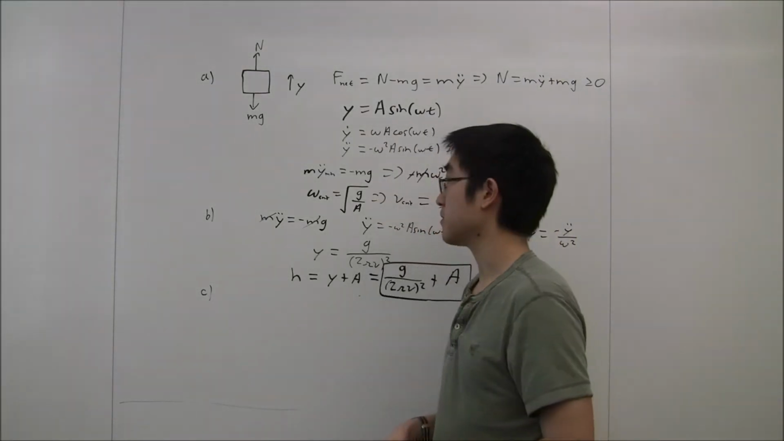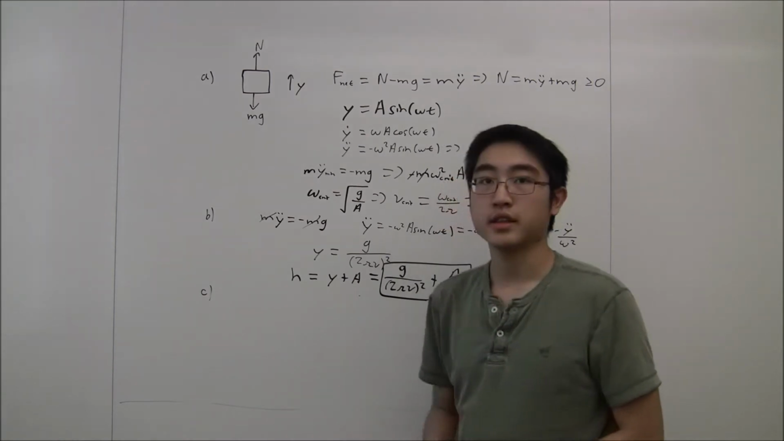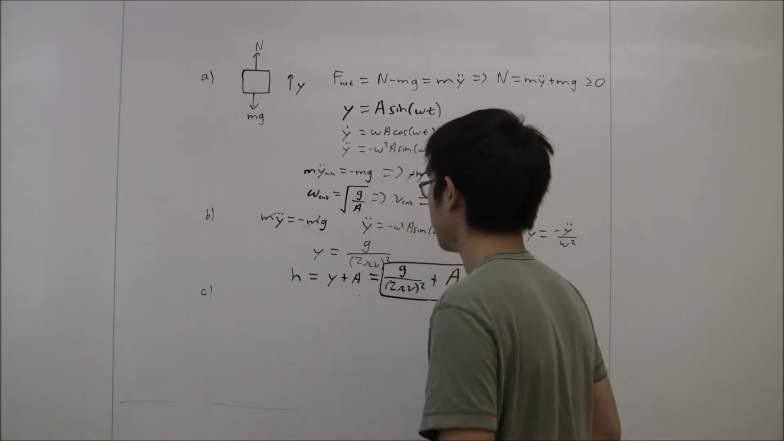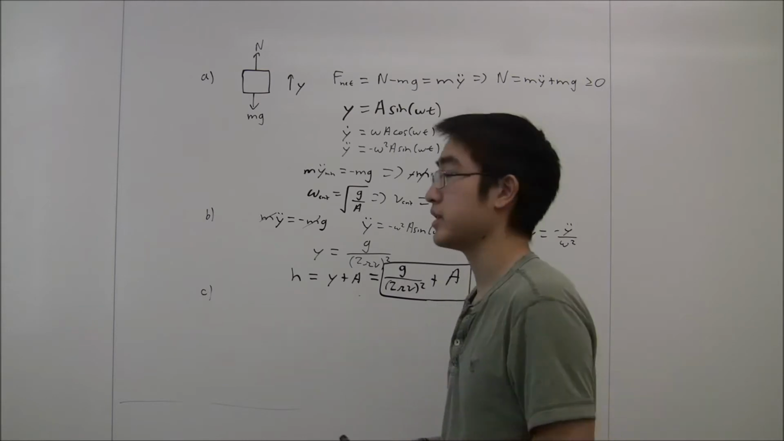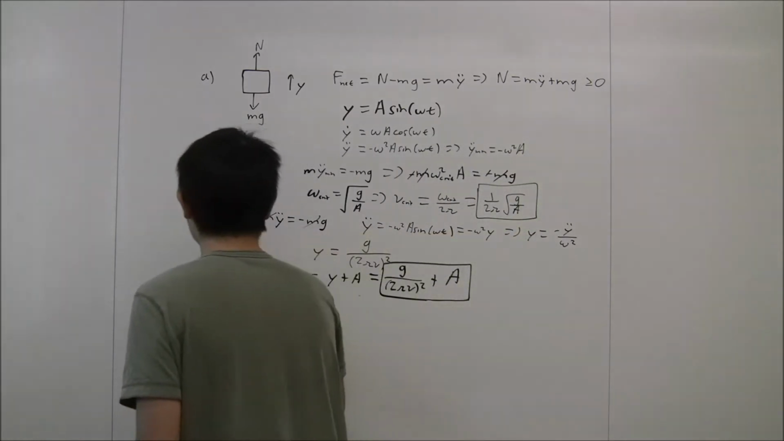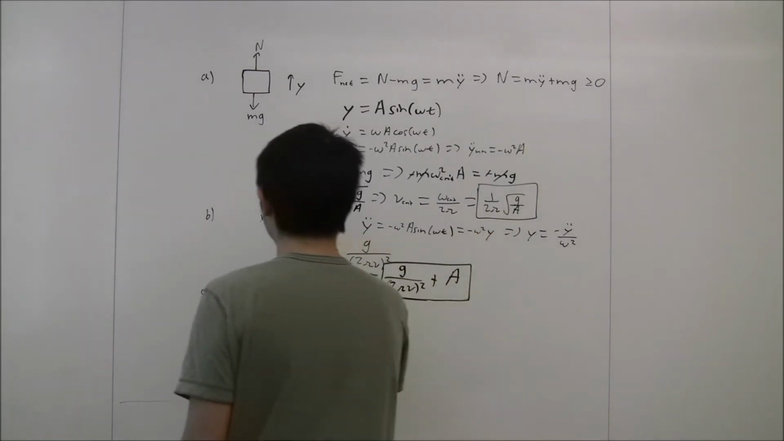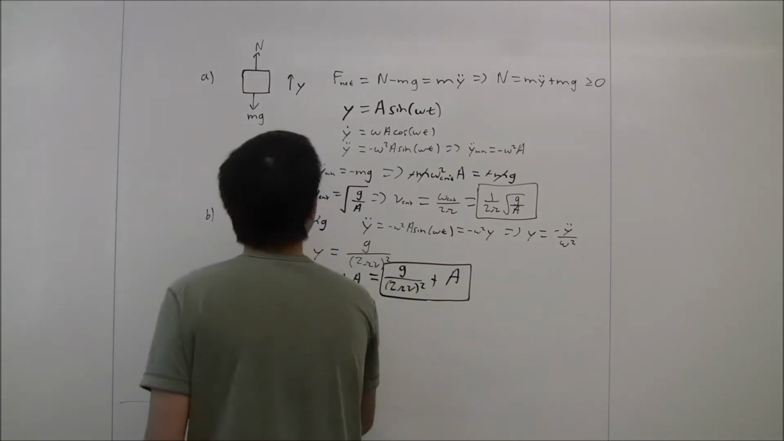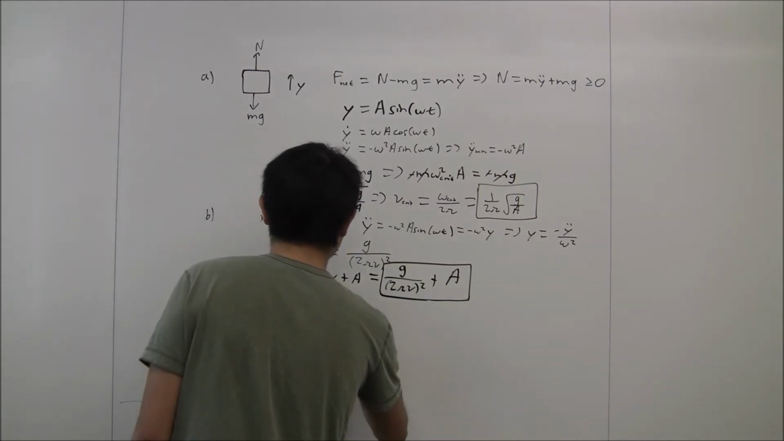So in part C of the problem, we're asked to figure out how high the block will rise above the highest point reached by the platform. So let's start off by figuring out what the velocity of the block is right when it leaves the platform. So we'll call that v. And that's going to be given by y dot, which from part A is omega times a cosine omega t.